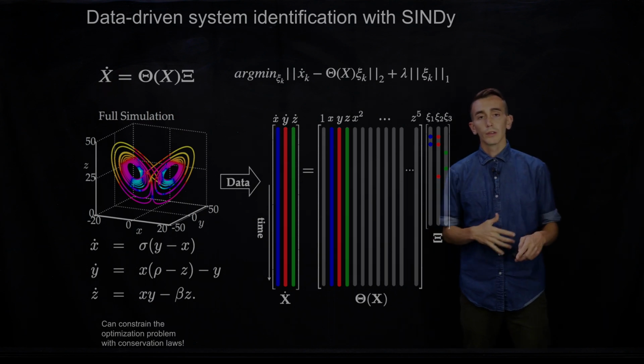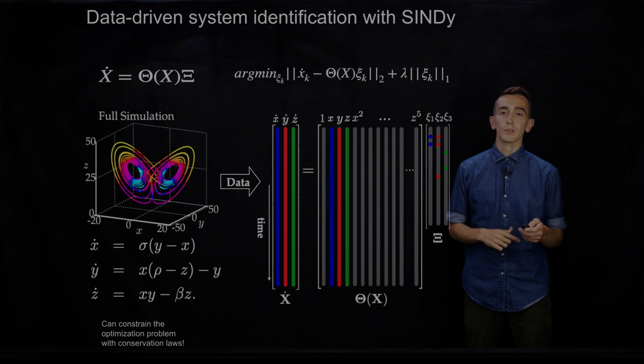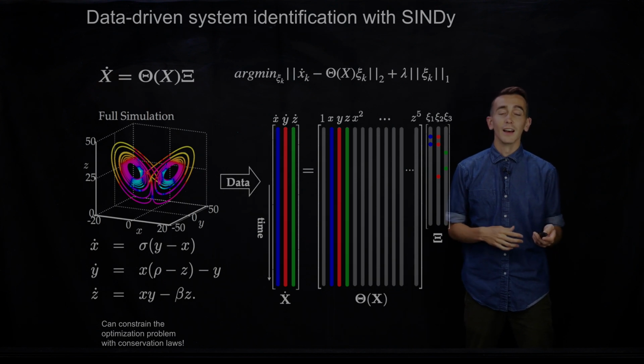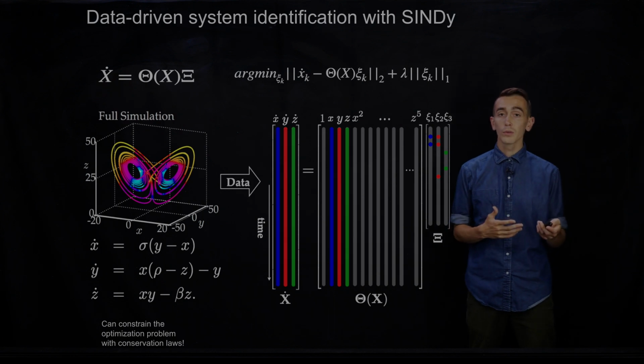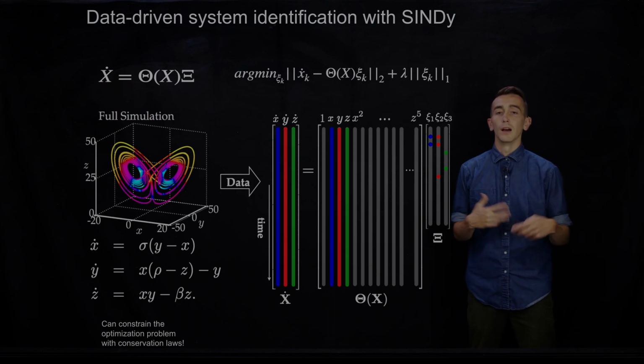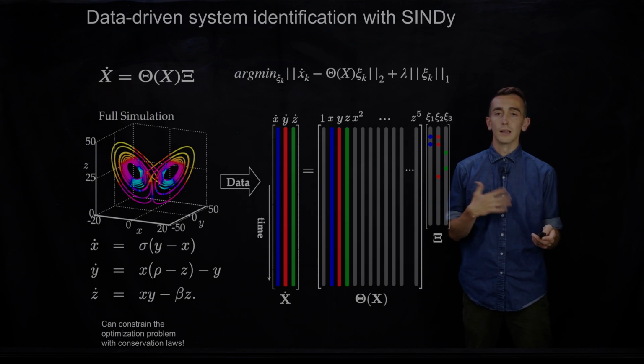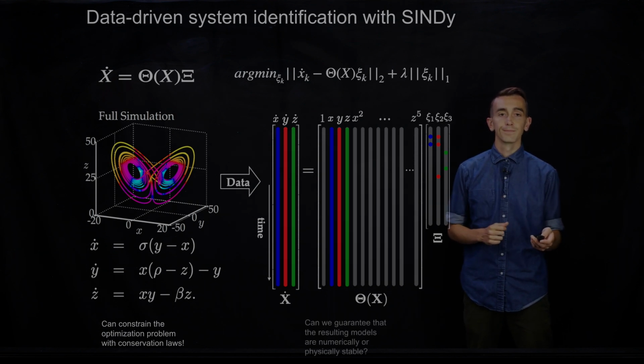I want to mention further that we can constrain this optimization with conservation laws. This is really nice for fluids and plasmas, which tend to have these conservation laws. So building that in actually gives you the nice physics-informed models that aren't just taking the data at face value and doing whatever they can with it. It's actually constrained a bit by the physics.